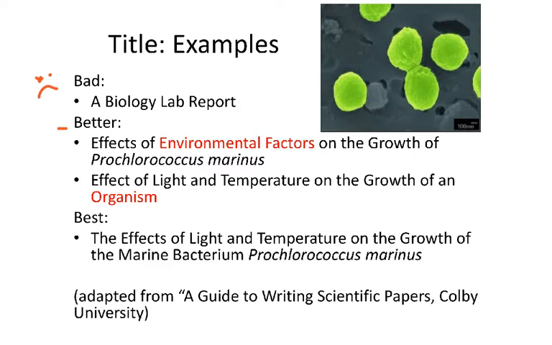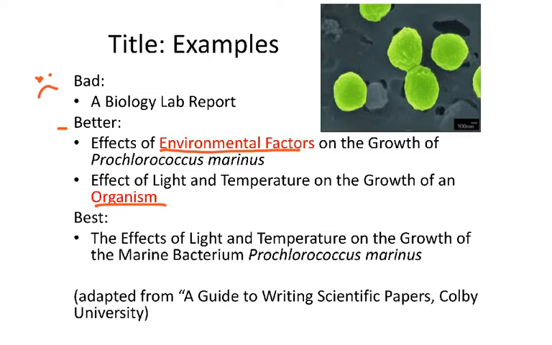Okay, a better example here, we're starting to get a little bit better. Here we have effects of environmental factors on the growth of Prochlorococcus marinus, or effects of light and temperature on the growth of an organism. So this is definitely more descriptive than the bad example up here. But these words highlighted in red here, environmental factors and organism, those still are pretty vague. Environmental factors could be lots of different things. Organism could be any different organism.